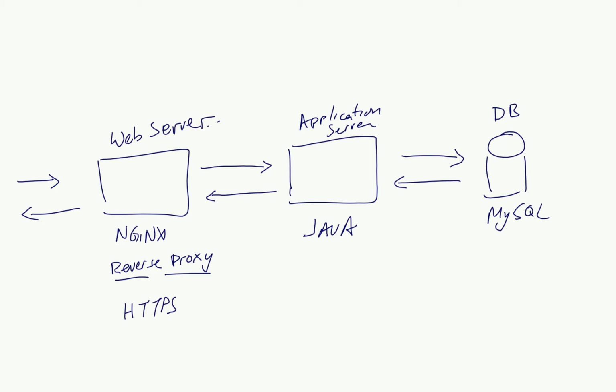Everything communicates through HTTPS from the client to the web server, and then from the web server to the application server is going to be just HTTP, or it could also be HTTPS secure. And then from the application to the database, it will be using some SSL. You can also have SSL to encrypt the communication between the web server and the application server.